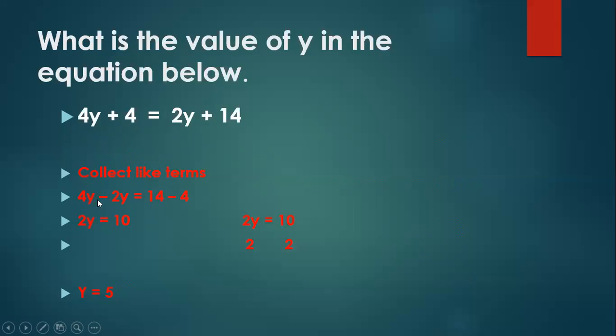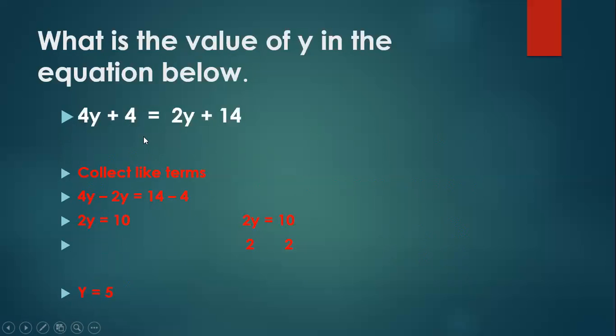So 4y minus 2y is the same as 14, because it was plus 4 here, and I'm moving it to the other side, minus 4. So 4y minus 2y is 2y, which is equal to 10, because that is 14 minus 4. So what is the value of y? Like we were doing last time, 2y over 2 is equal to 10 over 2, and your y, or the missing letter in that equation, y is equal to 5.